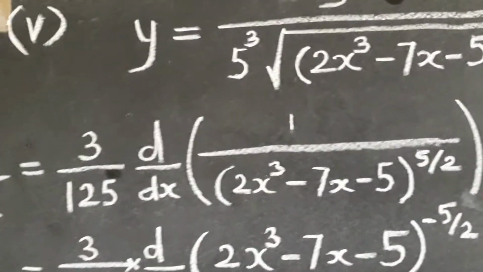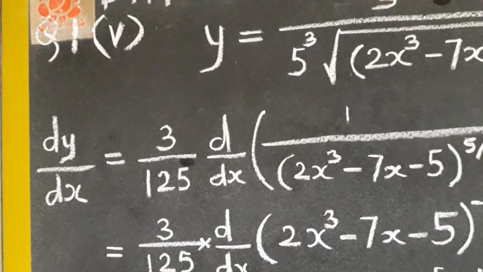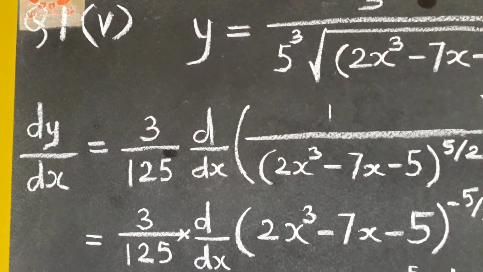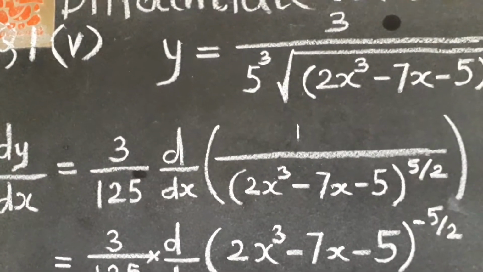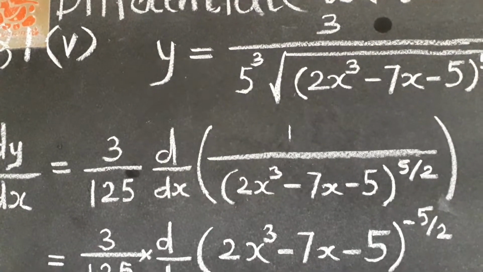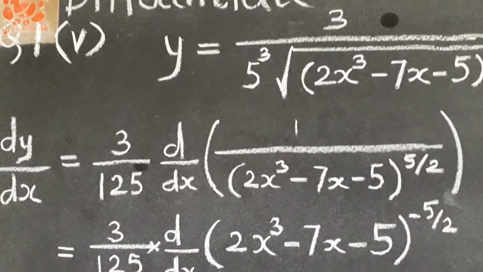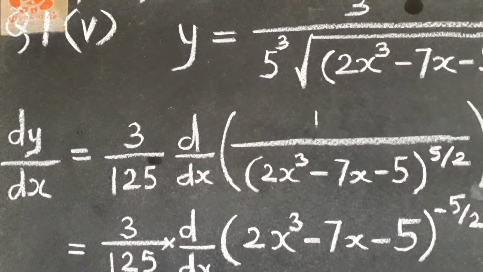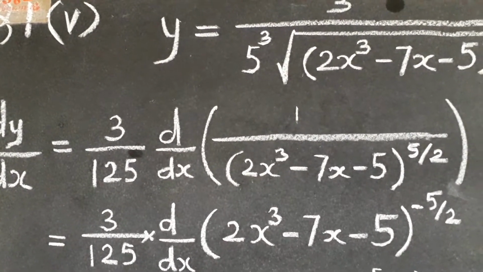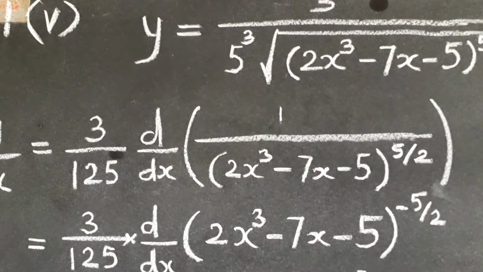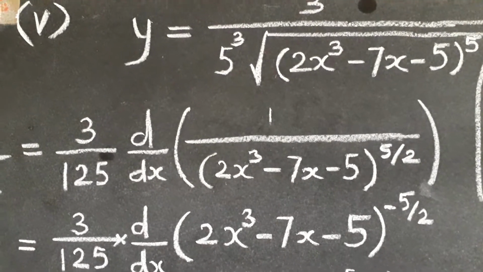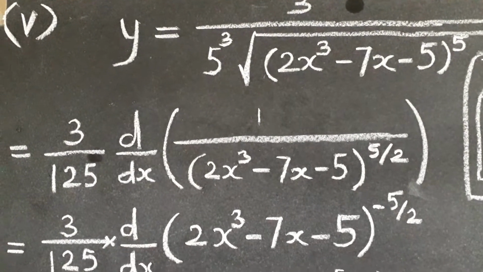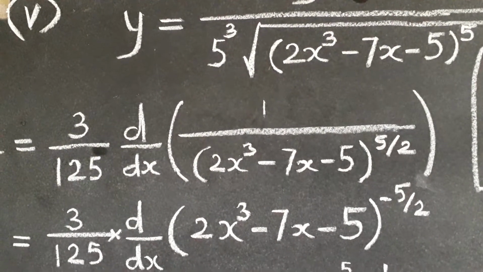Hence we get the derivative of y with respect to x. dy by dx is nothing but 3 upon 5 cube. 5 cube is 125, which is the coefficient which we take outside the derivative sign, and inside the derivative sign we write the expression 1 upon root of (2x cube minus 7x minus 5) the whole raised to 5.